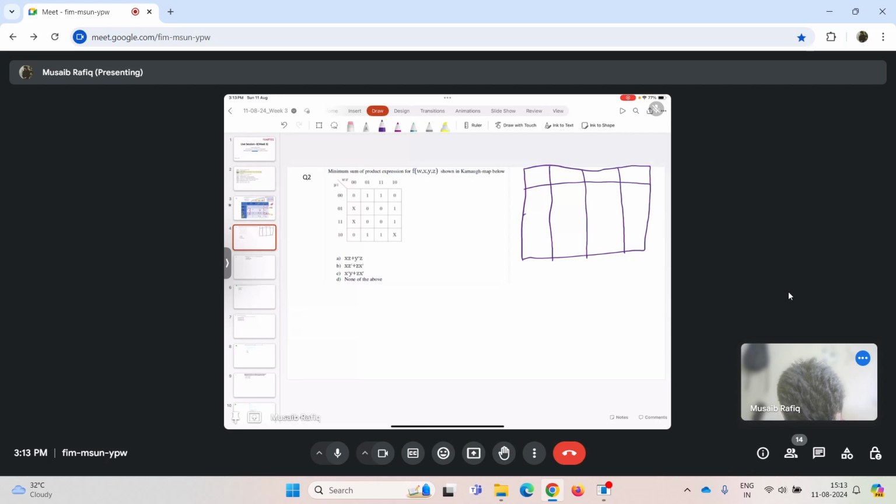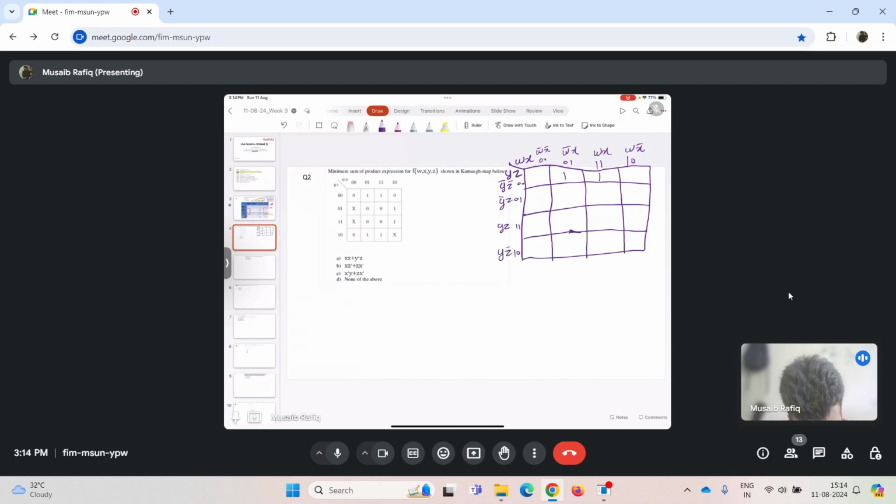So first we need to take care of this thing, that your y and z are your MSBs, as written here per the given question, and w and x are written here. So this will be 0, 0, 0, 1, 1, 1, 1, 0. That corresponds to W bar x bar, W bar x, W x, W x bar, and here again 0, 0, 0, 1, 1, 1, 1, 0. It will correspond to Y bar Z bar, Y bar Z, Y Z, and Y Z bar.